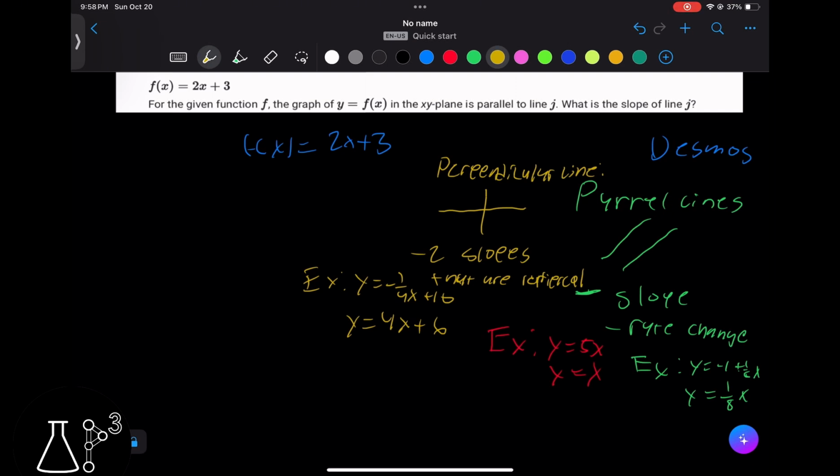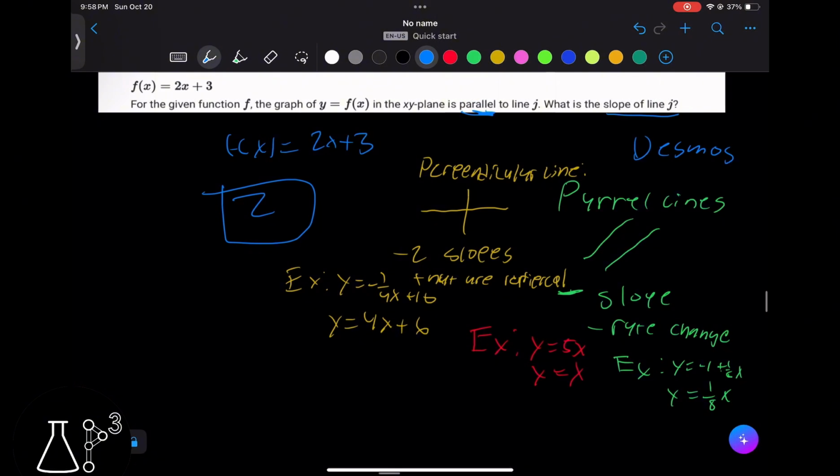So in this case, we're looking for two lines that are parallel with line J. What is the slope of line J? Well, if I understand that the line of f of x and line J are parallel, it's just the same slope. So the slope of J is just 2x, and the value of the answer is 2. So 2 is the answer of slope. And I can solve that by using Desmos. This is a Desmos question, like I said.